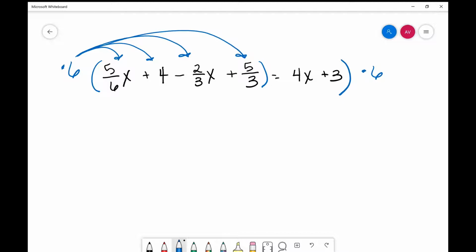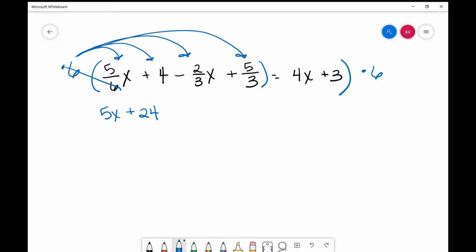So right here, this is really simple, right? My 6's cancel there, and I'm left with 5x. Don't forget to multiply 6 times 4. What is that? 24. And then 6 times 2/3, or negative 2/3, I should say. One of the things you can do easily is 6 times 2 is 12. 12 divided by 3 is 4. Okay, so that's going to be negative 4.